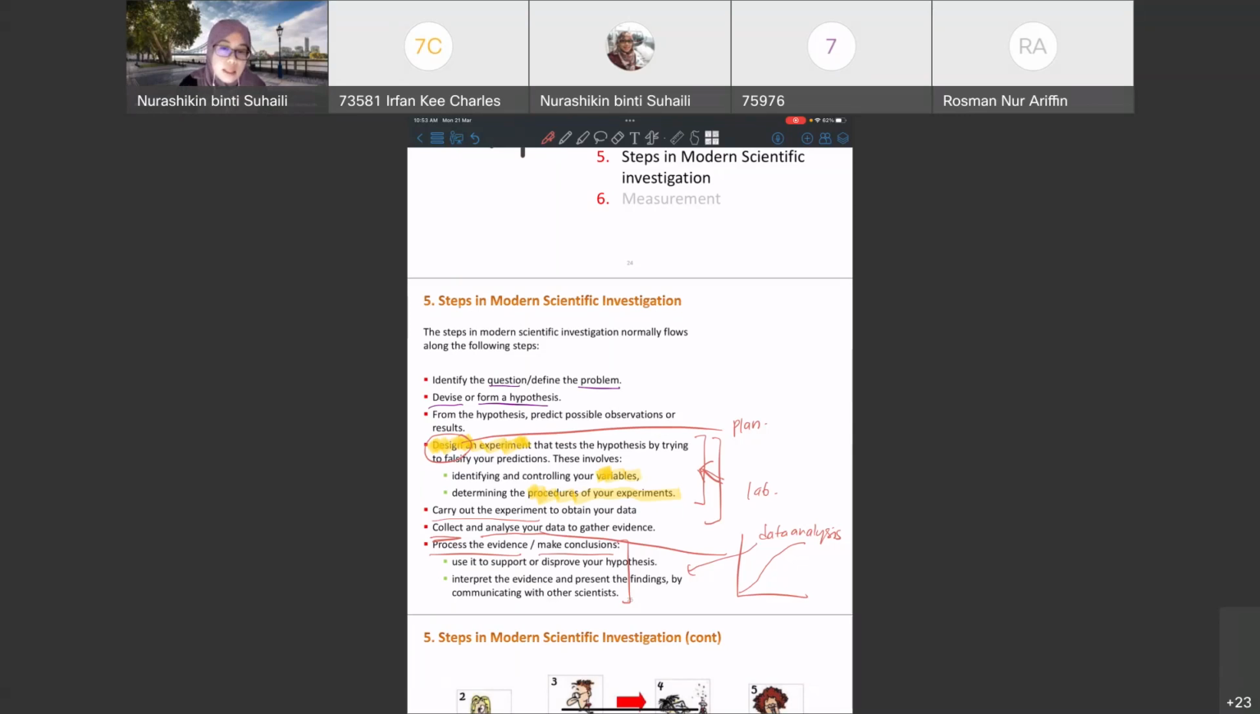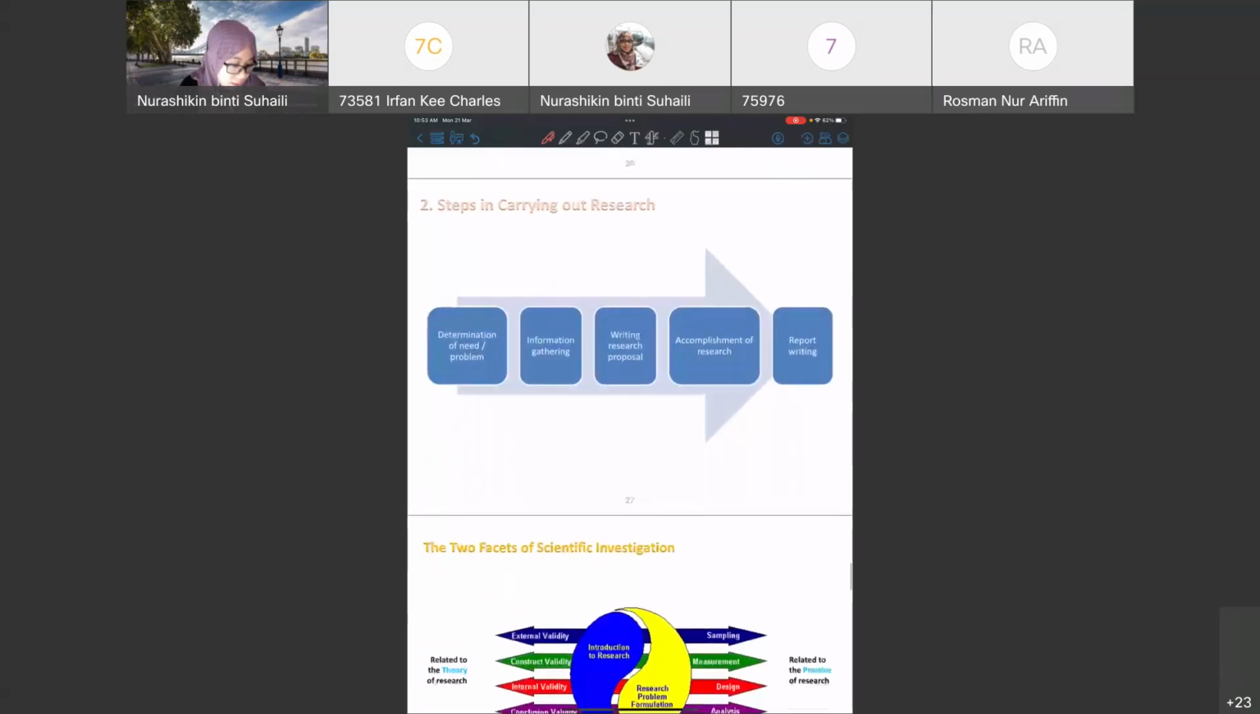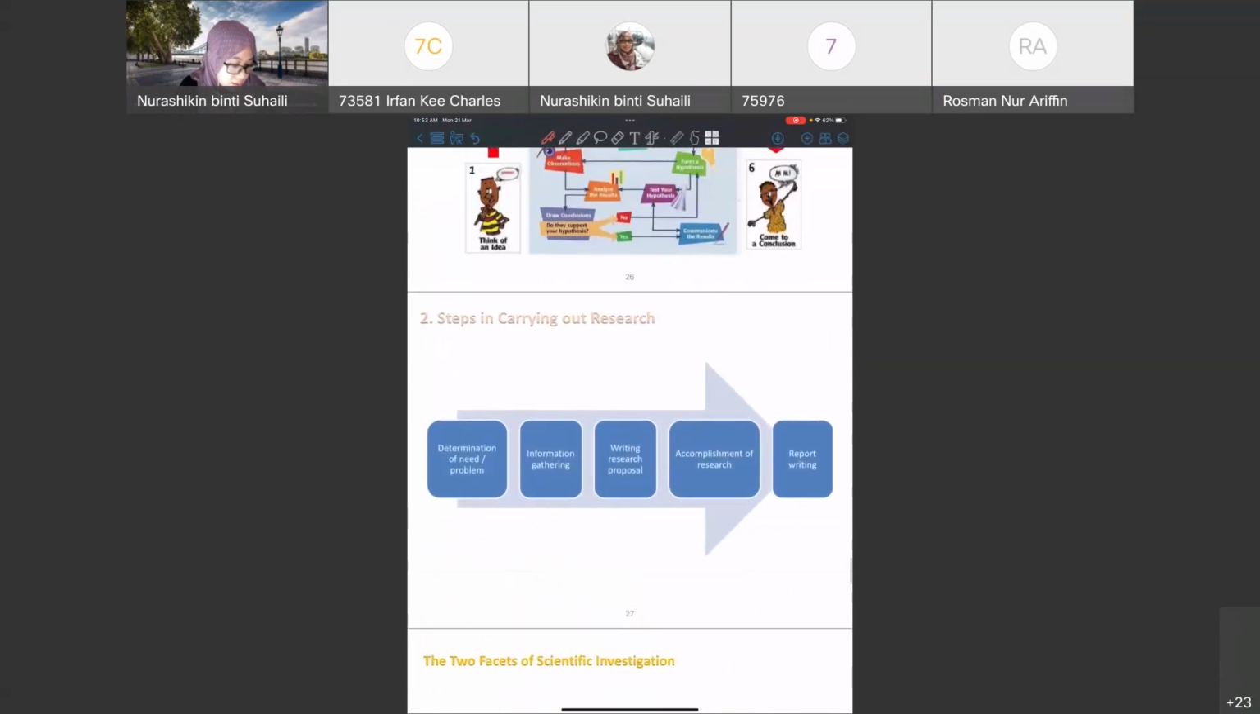Okay, so those are all the steps in scientific investigation. Why is this one taught? Because we want to make sure you do the right science. It's actually the same as the steps in carrying out research. There is some overlap from earlier, that's the problem. This is what you do in your FYP1. I relate it to FYP.